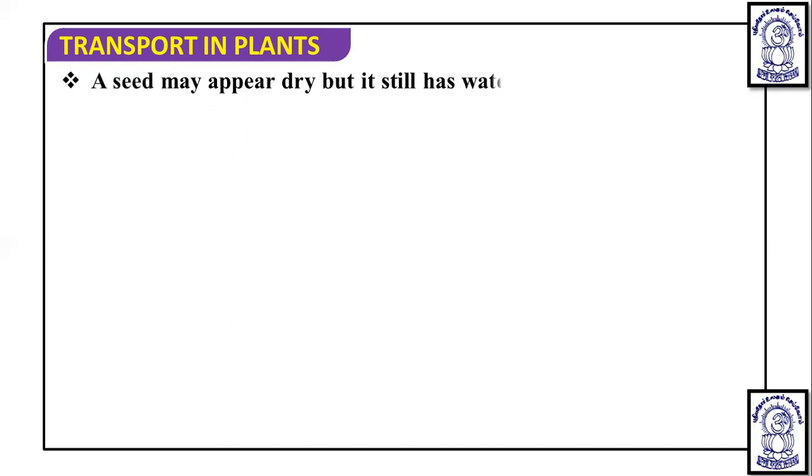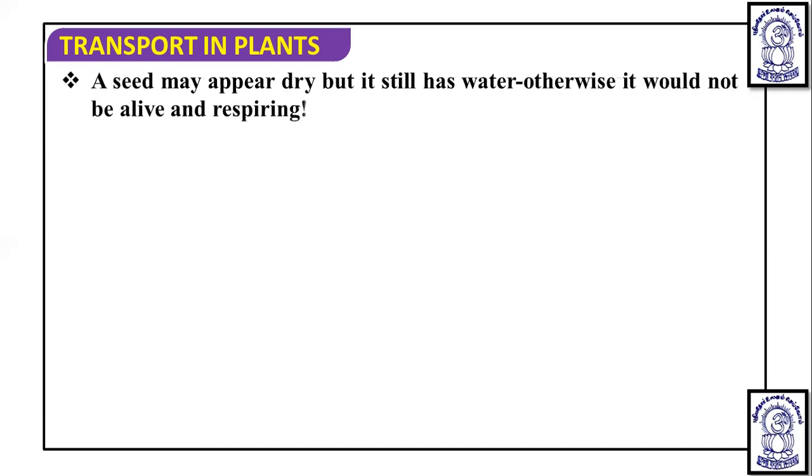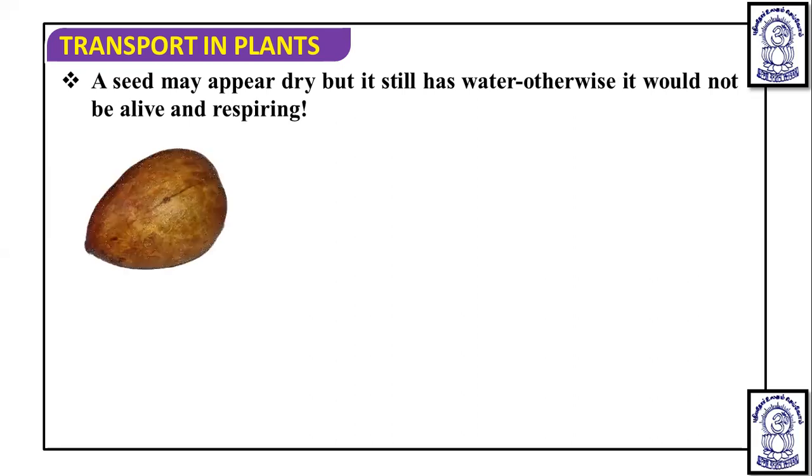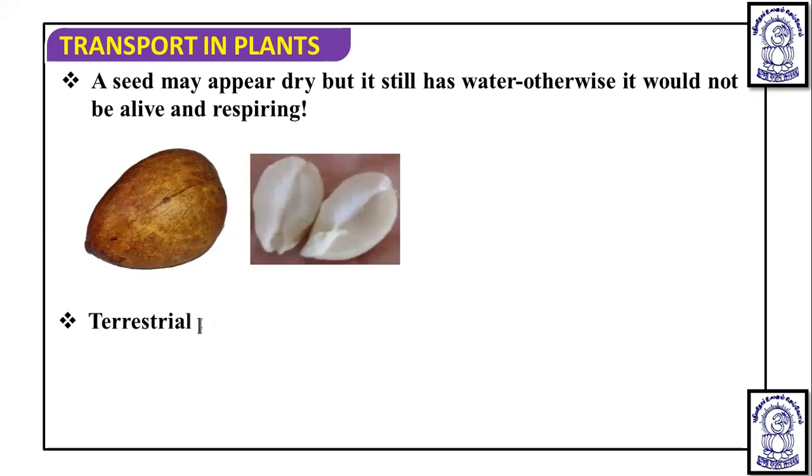When we talk about a seed, it may appear dry, but it still has water. Otherwise, it would not be alive and respiring. Without water, seeds cannot respire, they cannot stay alive, and if they cannot respire, they will not germinate. So they still have some content of water in the case of the seed.